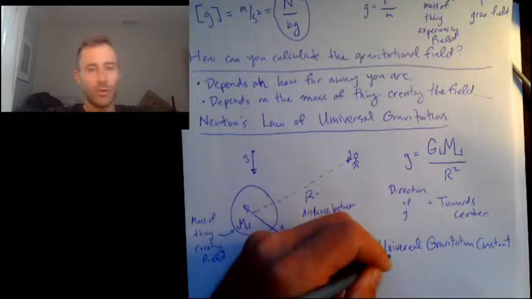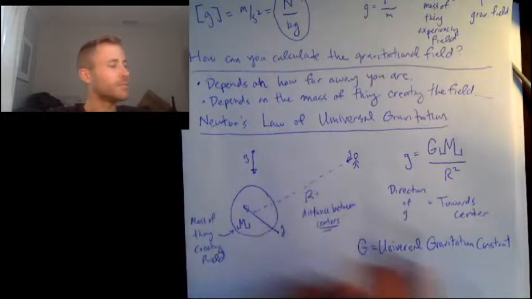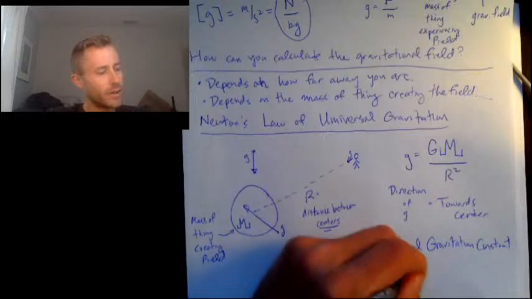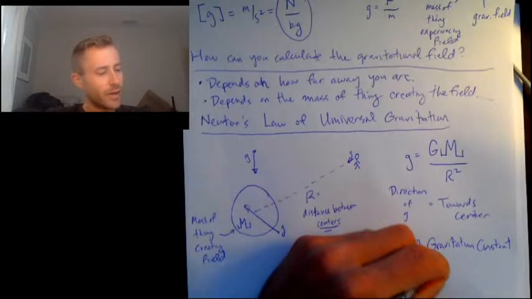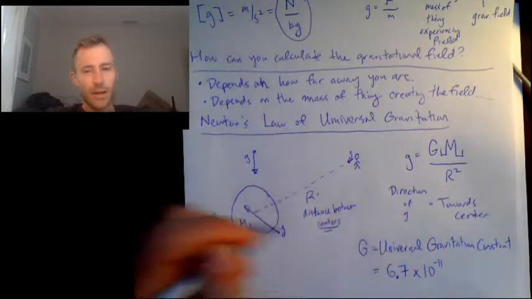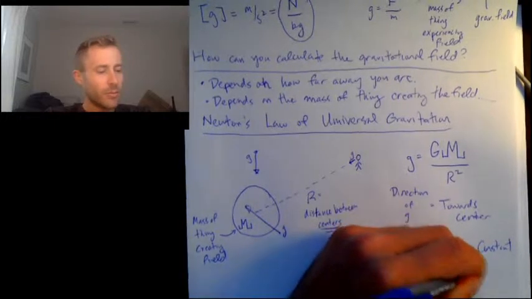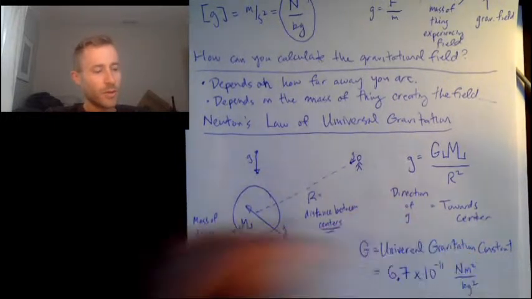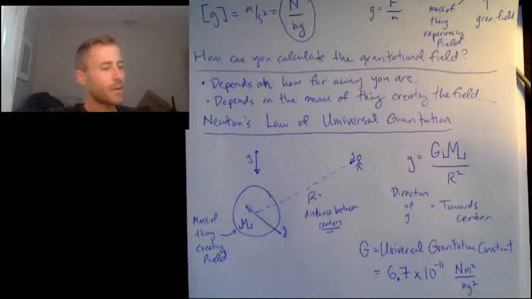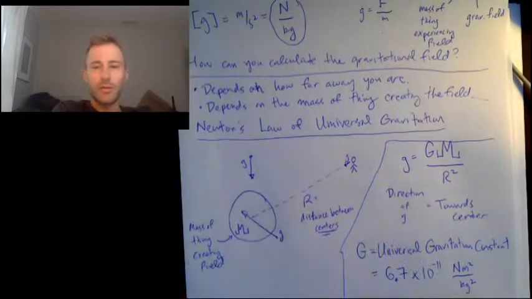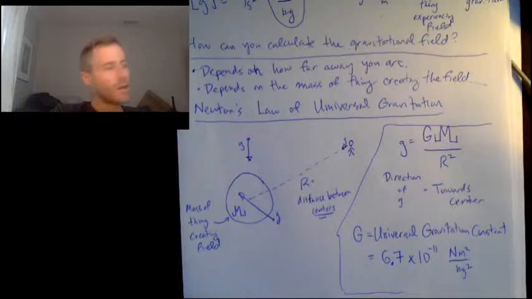So that's why it's called the universal gravitation constant. And its value is 6.7 times 10 to the negative 11. It has weird units, Newton meters squared per kilogram squared. Okay? So these are the important equations for today.